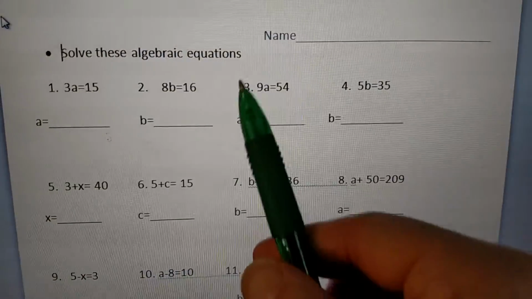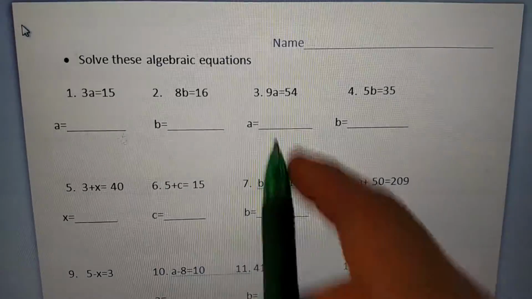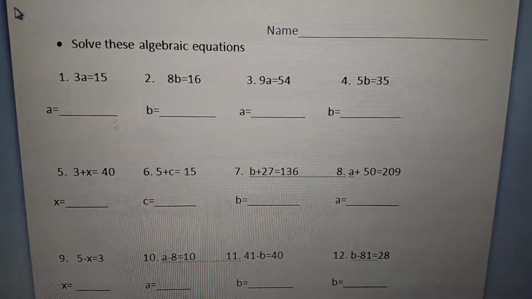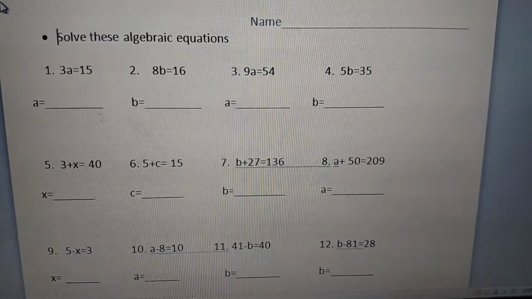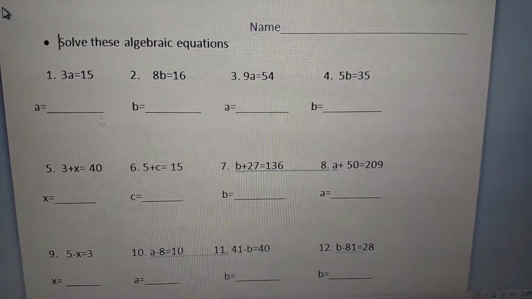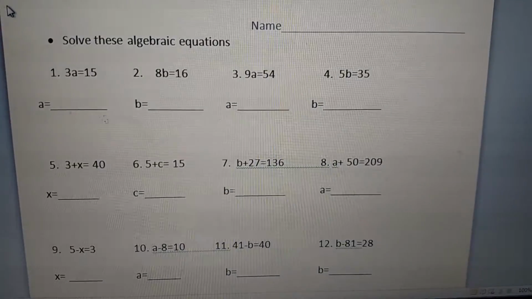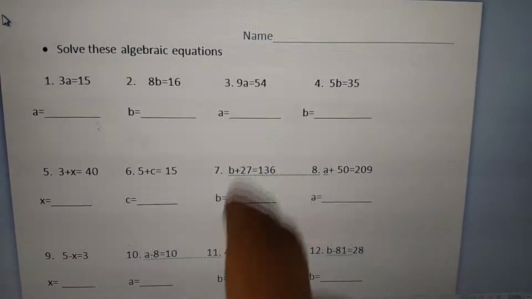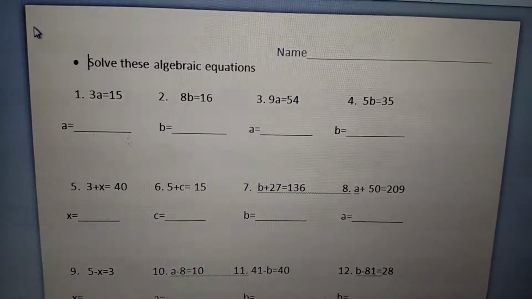We'll do the opposite one more time. We have 9 times what gives us 54? I can't think of what it would be, so I'll do the opposite. 54 divided by 9, well, that gives us 6. So let's see, does 9 times 6 give us 54? Yes, it does. So that A really equals 6. All those ones are multiplication problems.